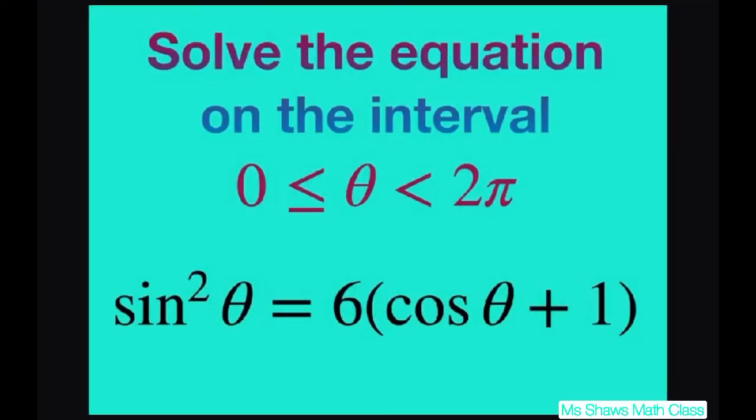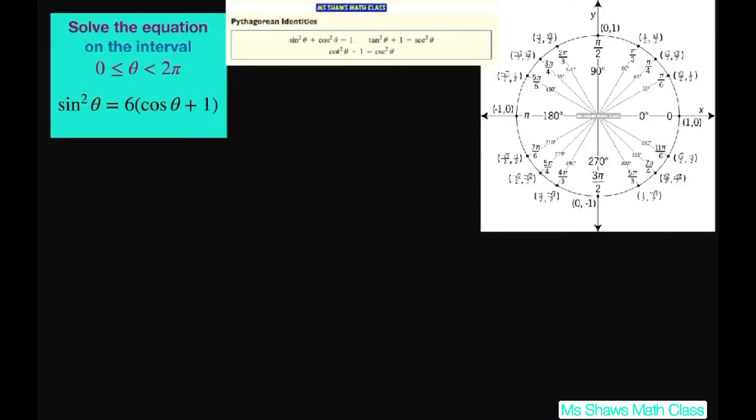Hey everyone, we're going to solve the equation sine squared theta equals 6 times the quantity of cosine theta plus 1 on the interval 0 to 2 pi. Before we get started, what I notice is that my cosine is linear and we have a quadratic term. So I can change this sine squared.